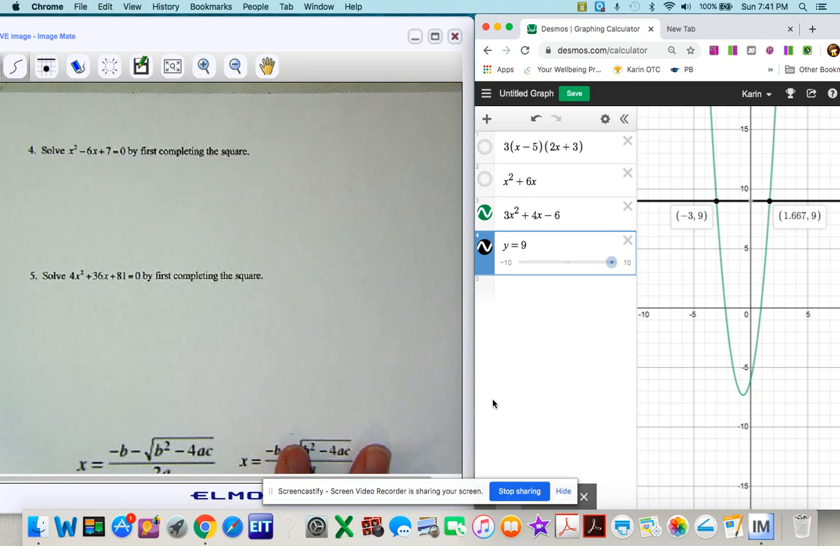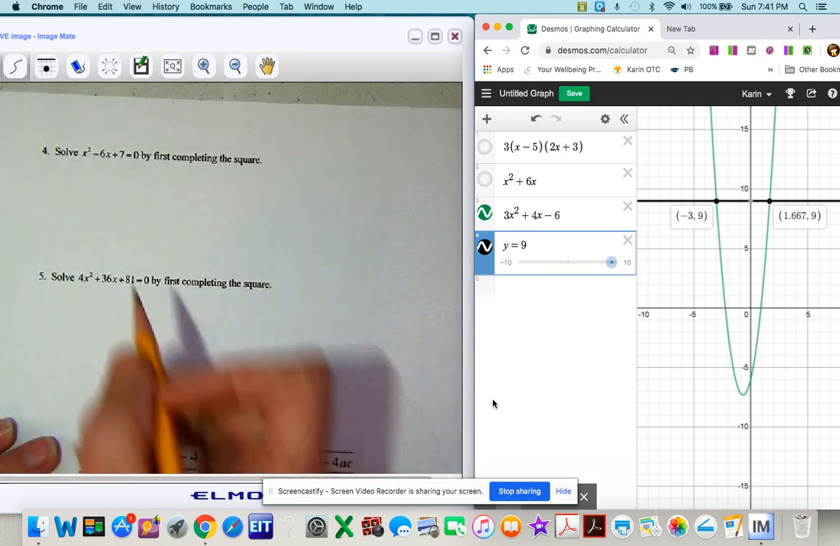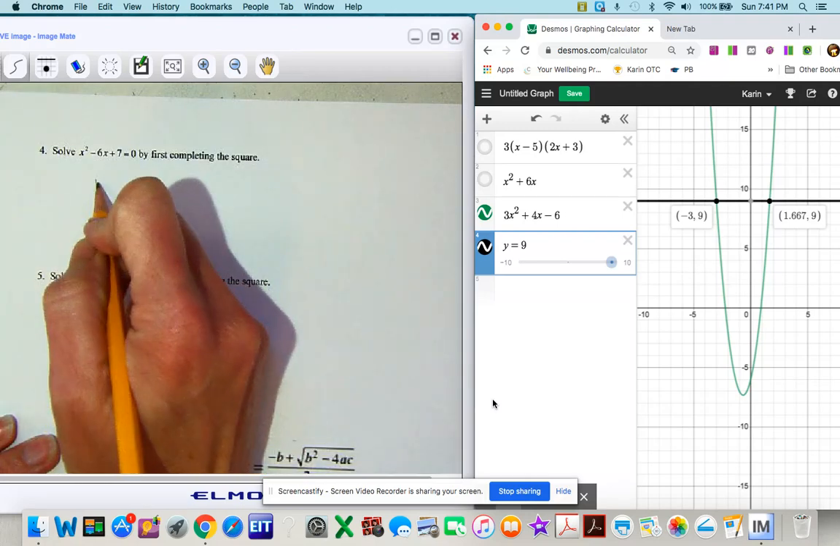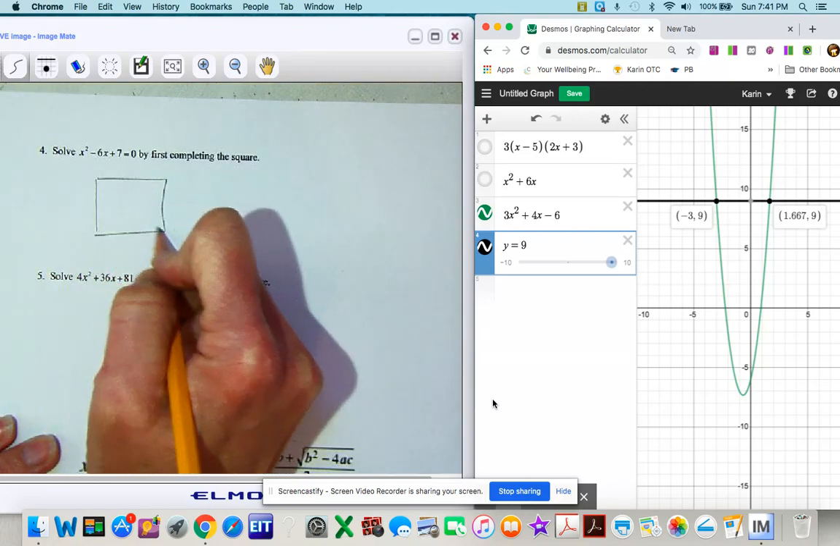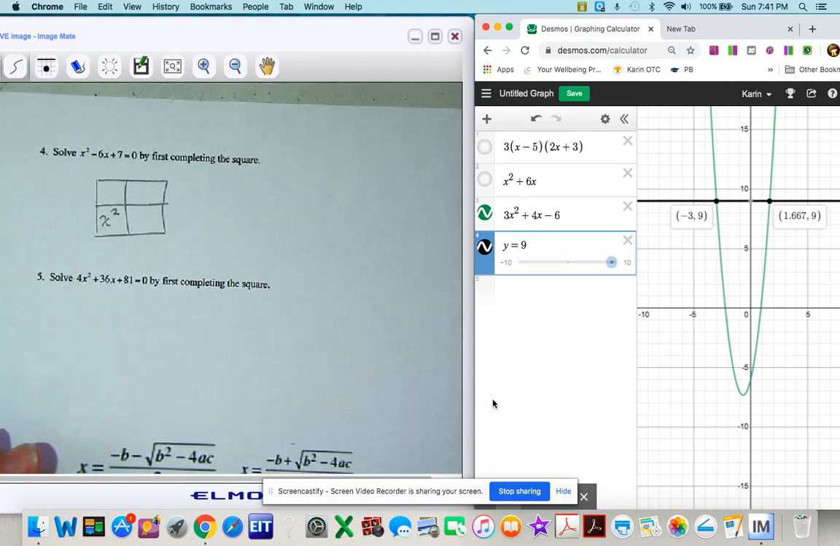Okay, so let's try and solve this one by first completing the square. Let's get this thing set up. I'm going to put my x squared here, and then you go figure out what you're going to do from here to get just this first part set up. So adjust the equation into a format where the square has been completed.